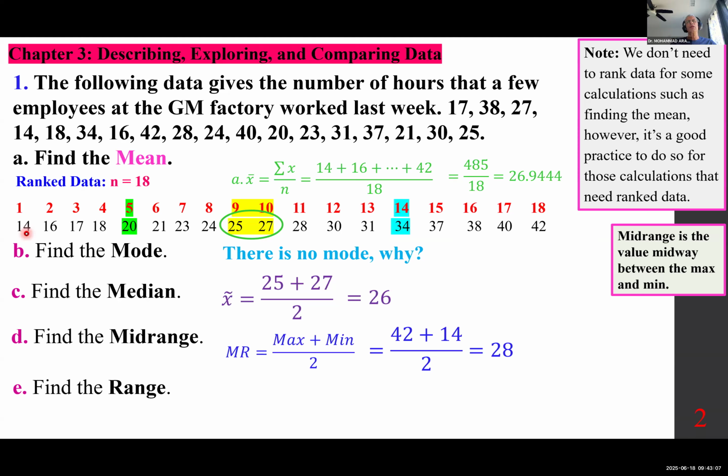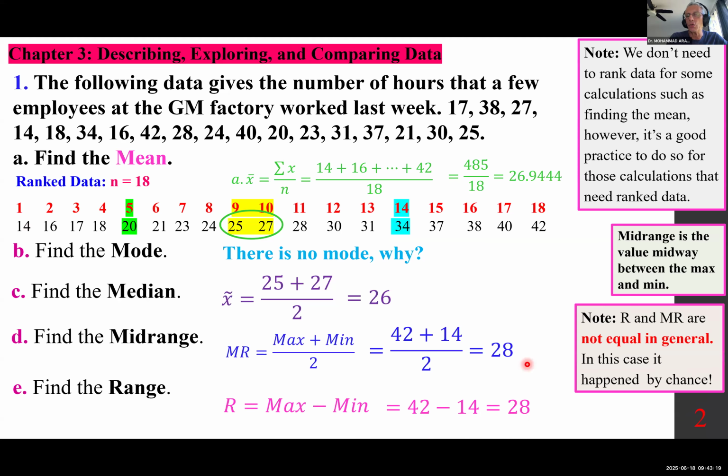Find the range. By definition, range is max minus min. Okay, 42 minus 14 or 28. By the way, they just happen to be equal. Note that MR and R, MR stands for mid-range, R stands for the range, are not equal in general. In this case, it happened by chance. I wanted to mention it because I don't want any mistakes. They are normally different.